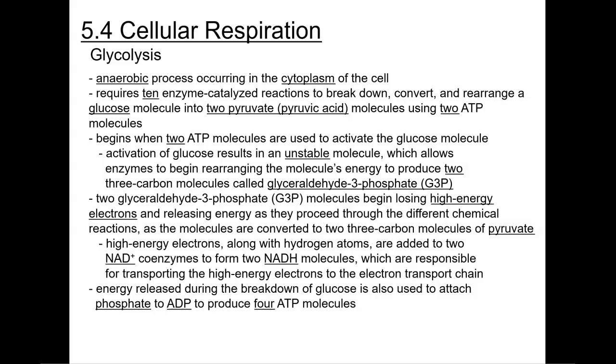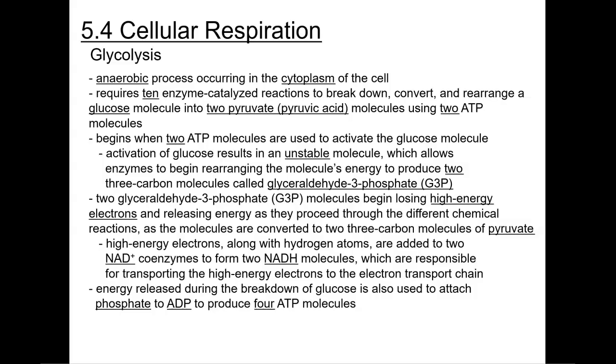Two G3P molecules begin losing their energy electrons and releasing energy as they proceed through the different chemical reactions. As that molecule is converted to 2, 3-carbon molecules of pyruvate, it's losing some of its energy. So those high energy electrons, along with hydrogen atoms, are added to two NAD pluses, which are coenzymes, to form NADH. So you'll end up with two of those. And those are responsible for transporting that high energy electron to the electron transport chain.